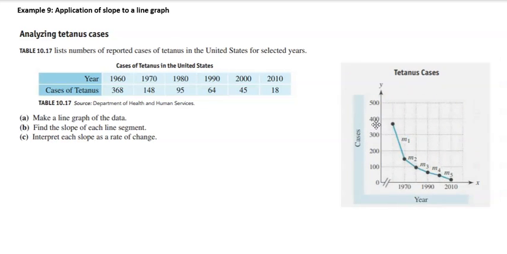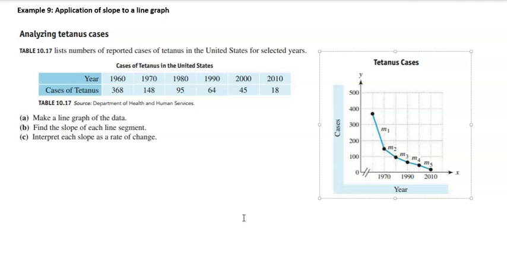Instead of spending the time to do this, I just decided to have it done ahead of time. So we've got year, of course, time always goes on the x-axis, and cases of tetanus should go on the y-axis. All of these m's are the different slopes. As you can see, every single one of these has a different slope, and they're asking us to find the slope of each line segment. I'm going to do the first one for you, and then I'm going to pause the video and get all the others on here. The slope of each line segment needs to be done separately.